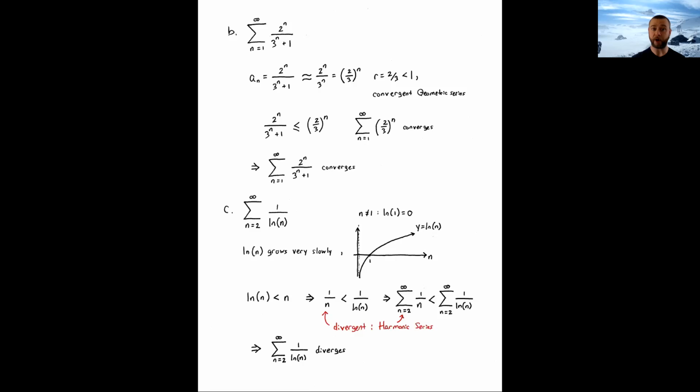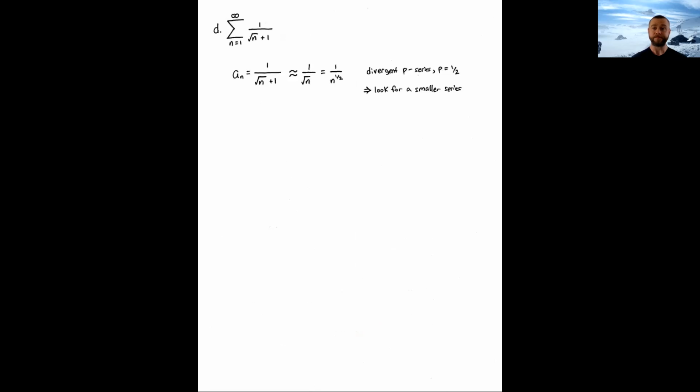Let's move on to part D. Again, we're going to try to determine if we think our infinite series converges or diverges. Again, we'll start with a large n estimation. All right, and again, the plus 1 is insignificant when compared to square root of n for large values of n.